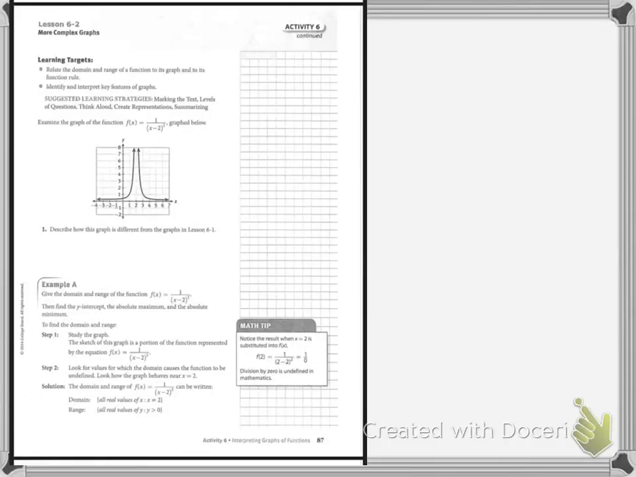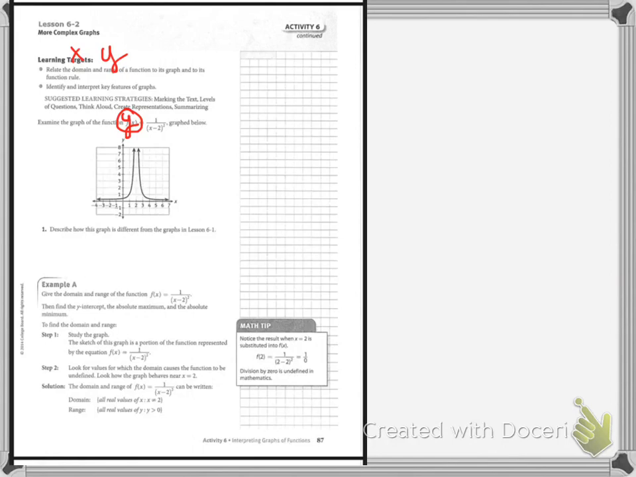Yesterday we talked about key features of graphs, and we talked about domain and range all week. So I wanted to talk to you some more about domain and range, x and y, and key features of some different graphs that are not necessarily linear. So here we have f of x, remember that is y, is equal to 1 over the quantity of x minus 2 squared.